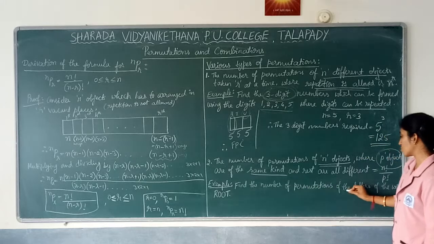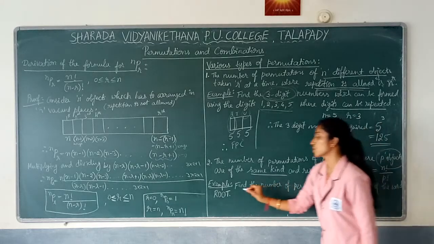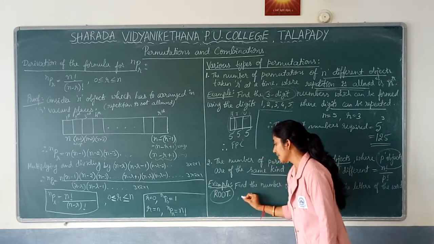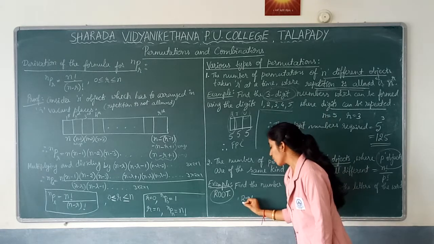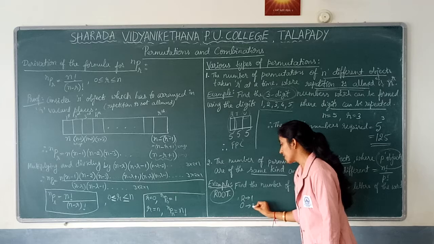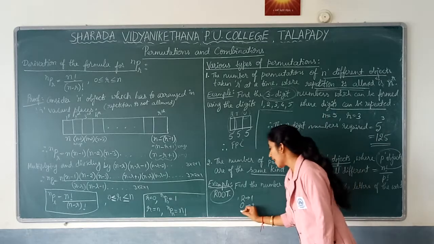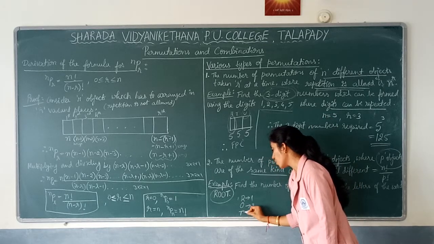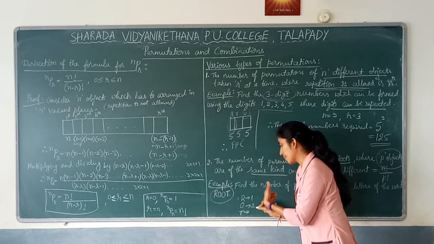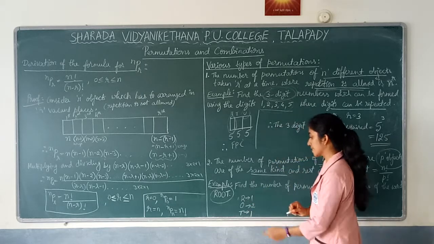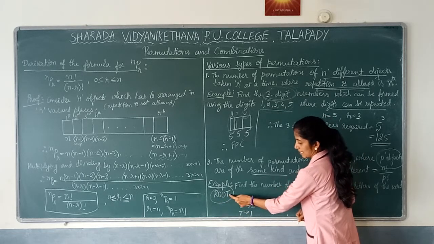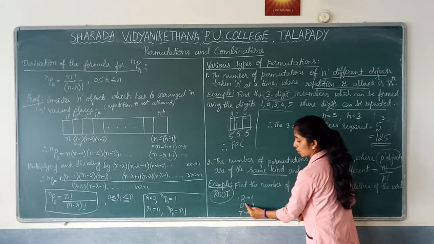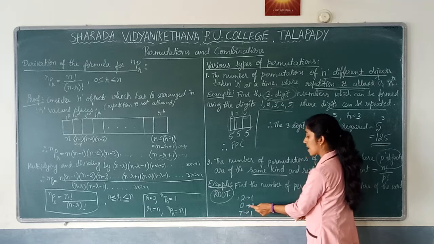Find the number of permutations of the letters of the word root. In this word, you see how many r's we have. Only one r is there. How many o's do we have? There are 2 o's, right? And how many t's are there? There is only one t. See, in this there are 4 objects, isn't it? 4 objects are there. In that, one particular object is repeating 2 times.